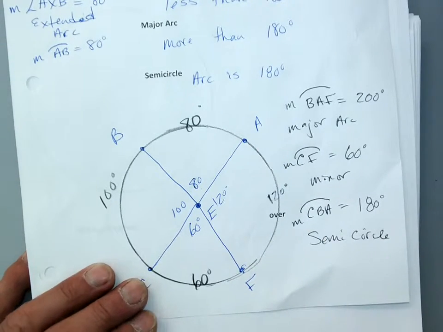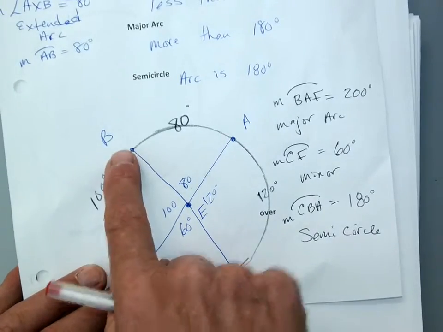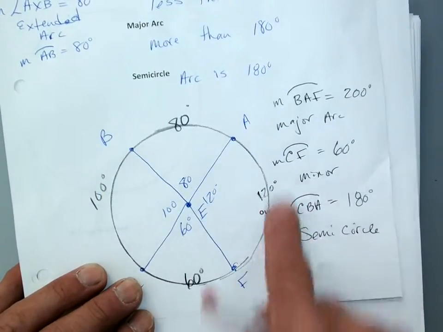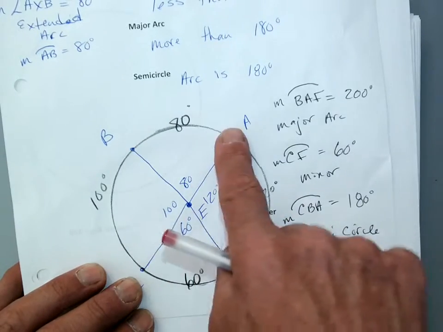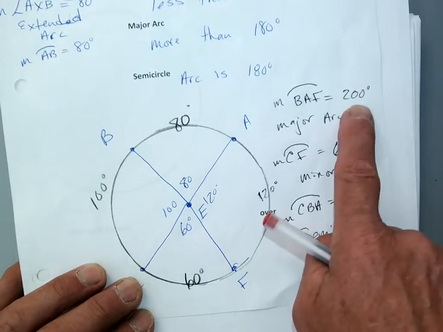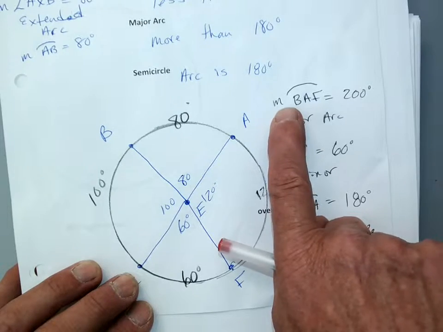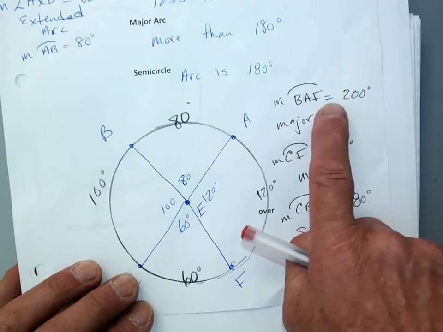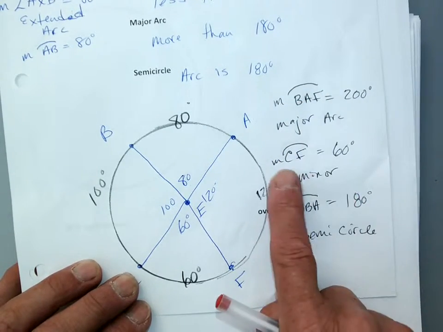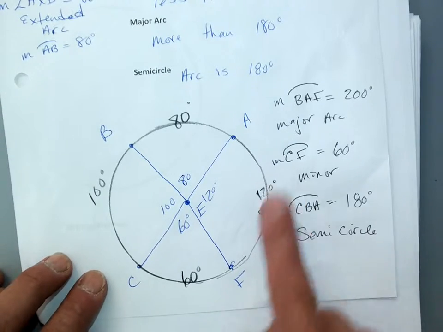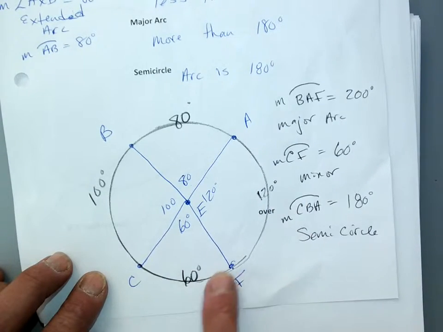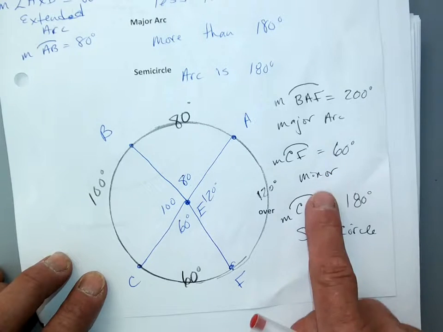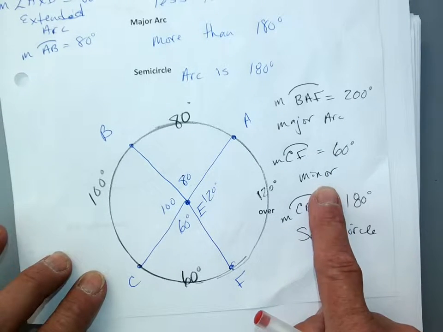But if I want something like arc BAF, I'd have to add them up. Arc BAF is a 200-degree angle. So we measure the measure of arc BAF. It's a major arc. For the measure of arc CF, it's right there. It's going to be 60 degrees, and it's a minor arc.